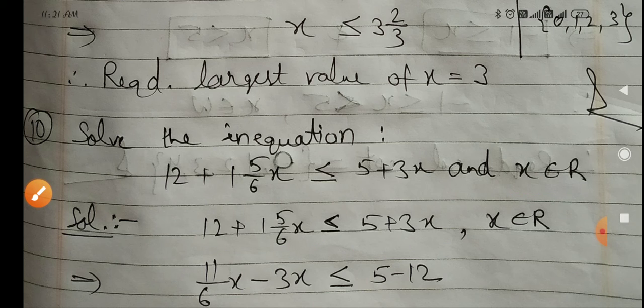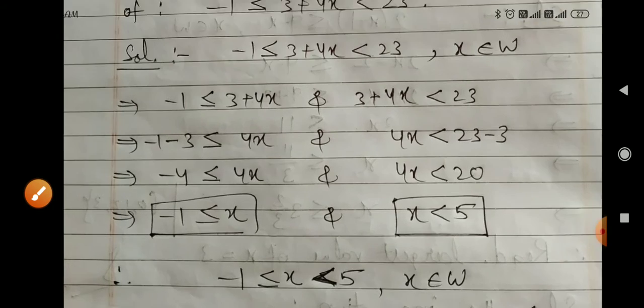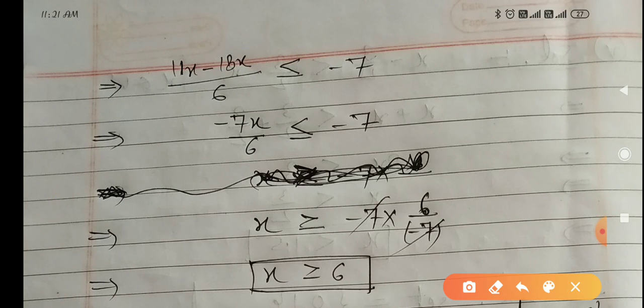The terms having x you take on one side. So you are getting 11 upon 6 x minus 3x is less than or equal to 5 minus 12, terms having x on the LHS and constant terms on the RHS. Now you see, take LCM: 11 minus 18x upon 6 is less than or equal to minus 7. Minus 7x upon 6 is less than or equal to minus 7.